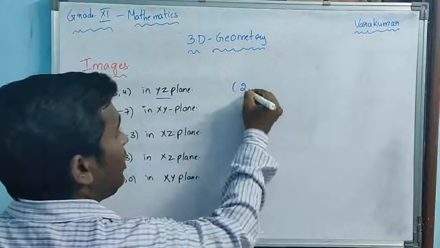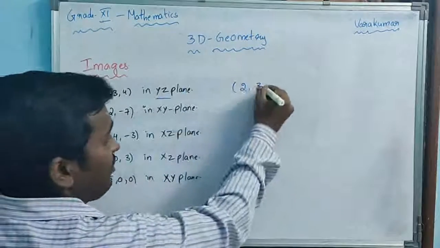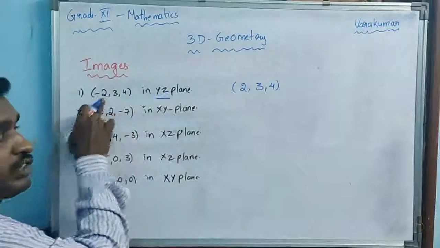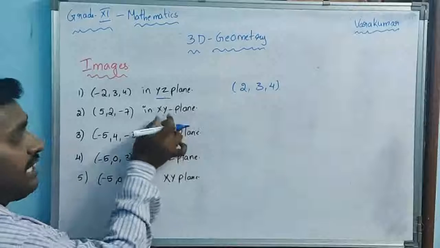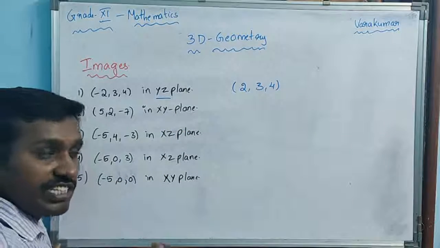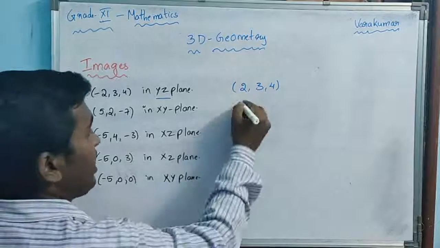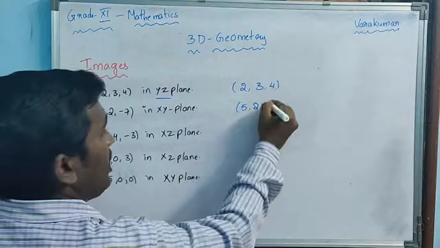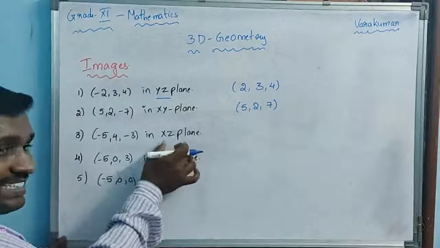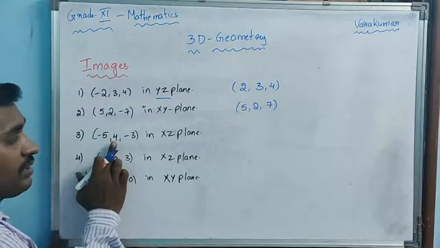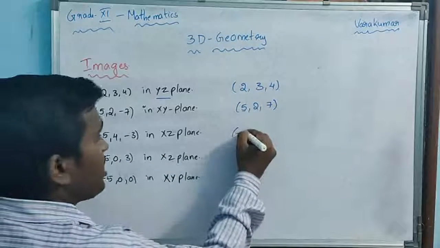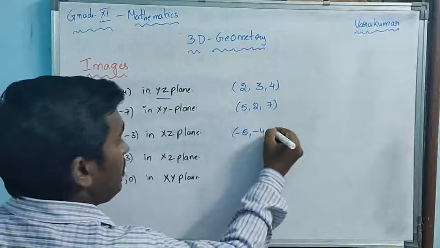So the image will be in the yz plane, so the y value and z value will not change. Only the x value needs to be changed. So the answer here: minus 2 becomes plus 2. Then he said xy plane. Xy plane means we have to change the z value alone. So we can say 5, 2, 7. Next, xz plane. Now minus 4, minus 5, 4, minus 3. So the y value will change, so minus 5, minus 4, and minus 3.